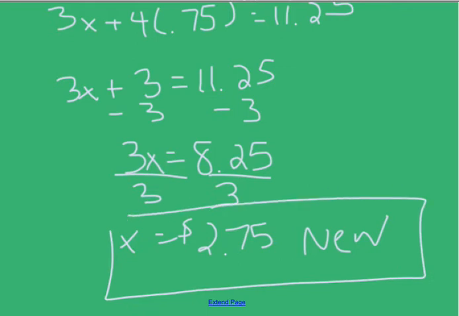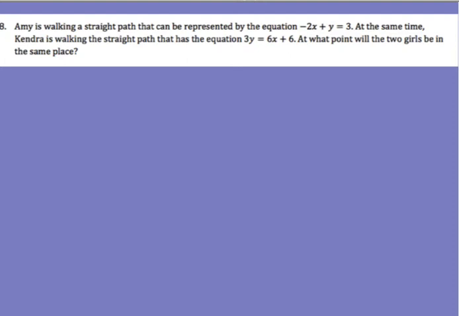Okay, so let's take a look at number 8. So for number 8, it says that Amy is walking in a straight path that can be represented by the equation negative 2x plus y is equal to 3. At the same time, Kendra is walking in a straight path that is set by the equation 3y is equal to 6x plus 6. At what point will the two girls be in the same place?